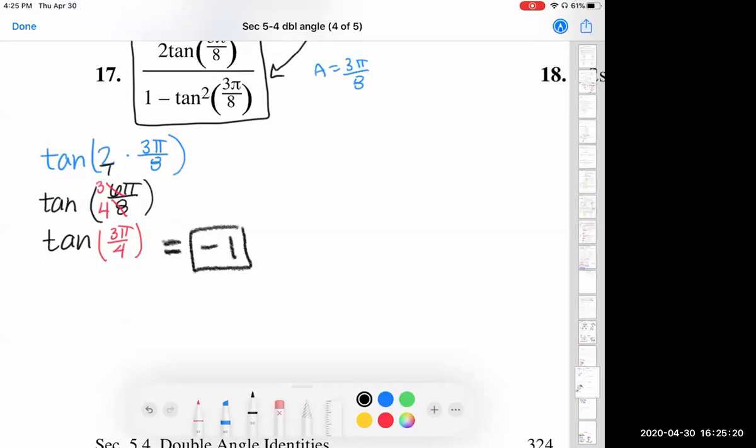If the radians throw you off, you can always write it as degrees. You find 3 pi over 4, that's 135 degrees. What's tangent at 135 degrees? Think of it that way. I know radians can sometimes kind of confuse us if we're not used to seeing those values.